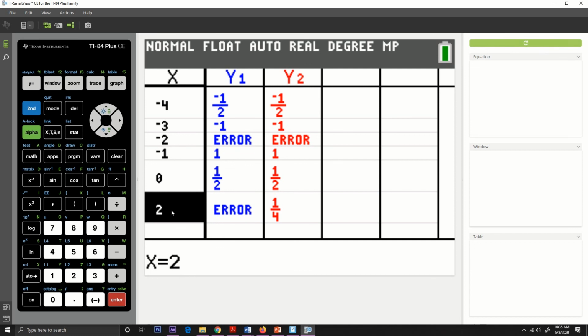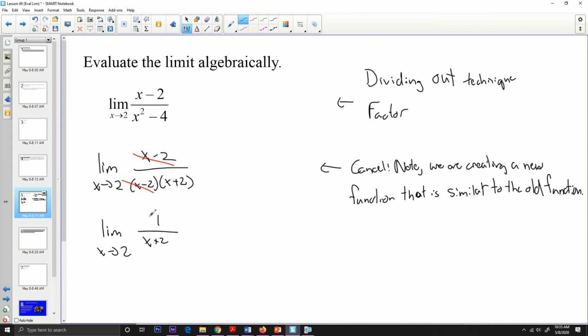There we go. At x equals 2 in the original, I get an error, but when x equals 2 in the new function, I get 1/4. All right, so here's what I've done. Just as a review, this function and this function are not the same functions, but because this new function has every value that this function has with the exception of when x equals 2, I can say that the limits for these two functions must be the same.